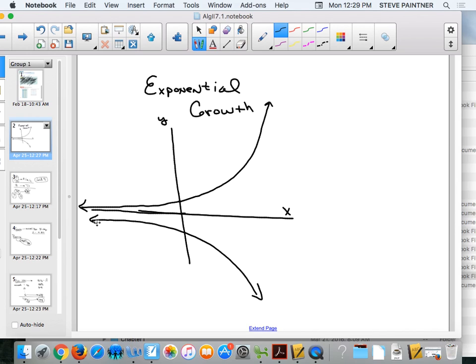No, sorry. Good guess. You know what? If he would have said flip it over the x-axis, if he would have said flip it over the y-axis, he would have been right. Okay, watch this.